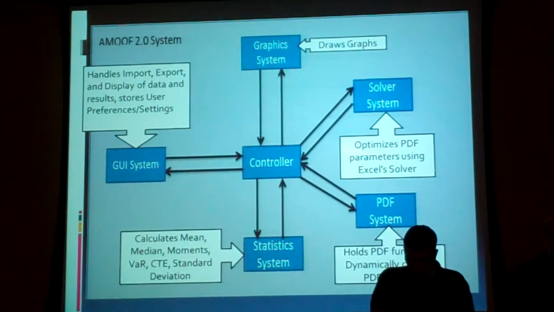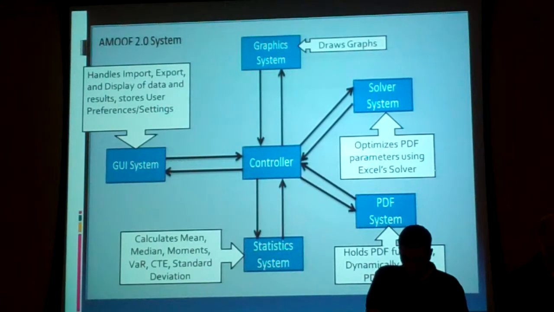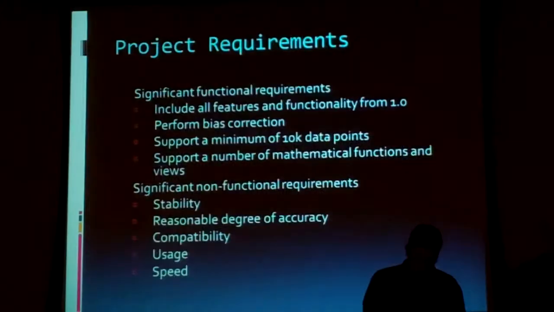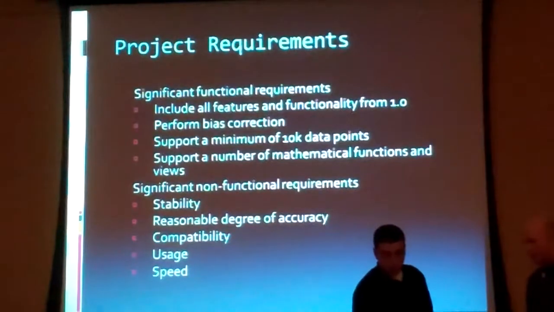After the solver system returns these values to the controller, the results are passed again through the controller to the graphics system and the GUI. The graphics system prints the last graph, which has all the data on it, including the distribution, and it is shown on the GUI system so Mary can analyze and export it if she wants. Next, Jim will cover the solver in more detail.